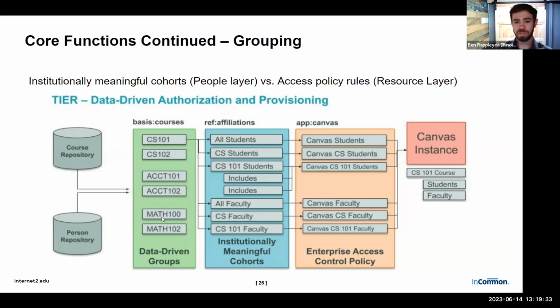The reference groups are then passed to the application or made available to an application to determine who is allowed to have access to the application. For an instance of Canvas, in this case, is what we have as our example. And that is determined through an enterprise access policy, control policy.